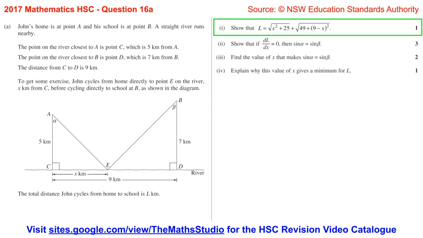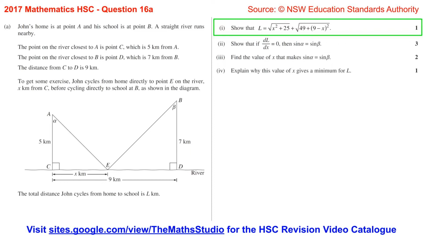Question 16a. John's home is at point A and his school is at point B. A straight river runs nearby. The point on the river closest to A is point C, which is 5 kilometers from A. The point on the river closest to B is point D, which is 7 kilometers from B. The distance from C to D is 9 kilometers.